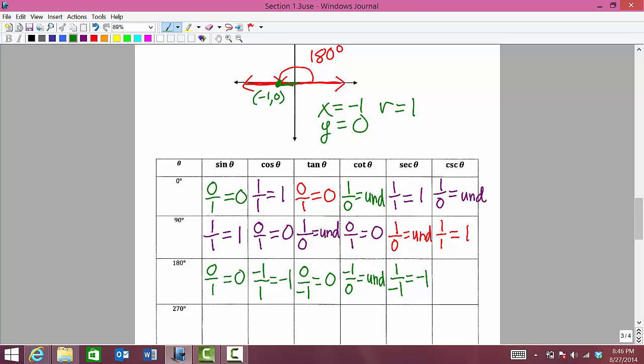Cosecant is the reciprocal of sine. Cosecant is r divided by y. R is 1, y is 0, so we get undefined.